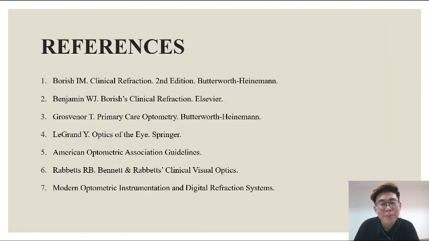These are the references used in the project, including clinical refraction and physiological optics sources.